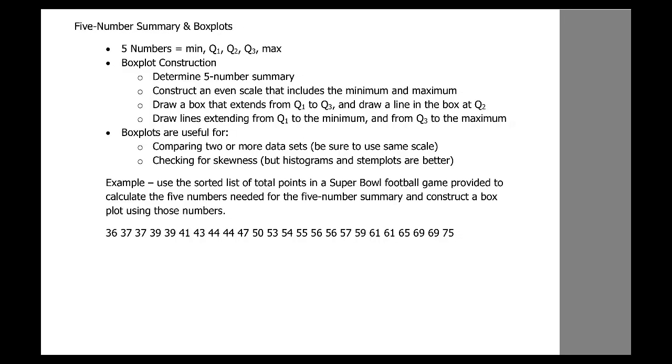So the 5-number summary uses the 3 quartiles we just went over, as well as the minimum and maximum. So those would be the 5 numbers that we need for a 5-number summary. We can use a 5-number summary to construct a box plot, which we're going to do in this next example. So the first thing we need is our 5-number summary, and our calculators can do that for us.